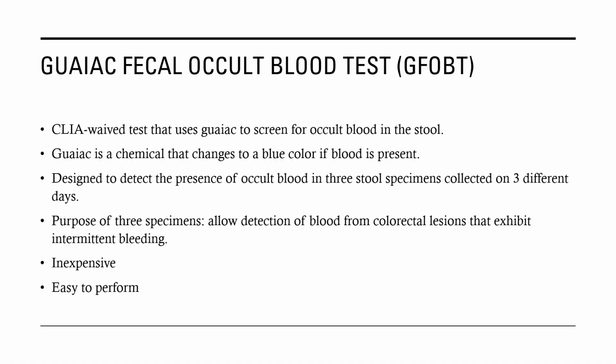This is designed to detect the presence of occult blood in 3 stool specimens collected on 3 different days. In class, we're only going to do 1. We're not going to do 3 different days. The purpose of 3 specimens is to allow detection of blood from colorectal lesions that exhibit intermittent bleeding. This is inexpensive and it is very easy to perform, so it has a lot of positives for it.